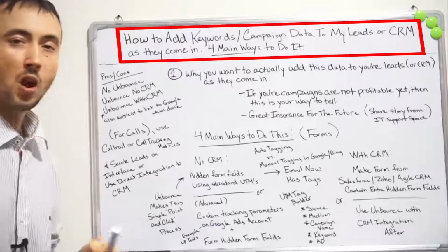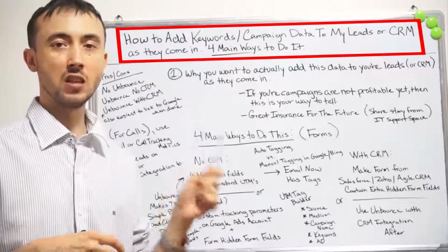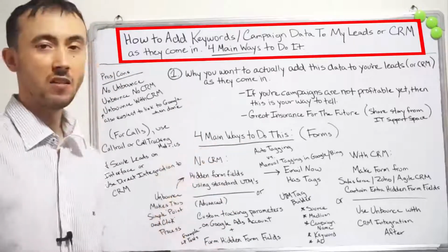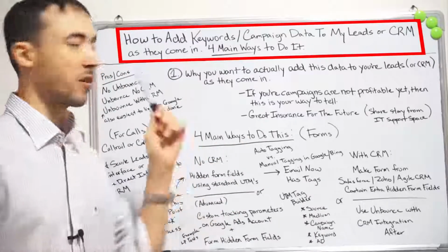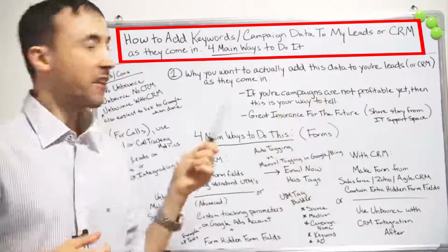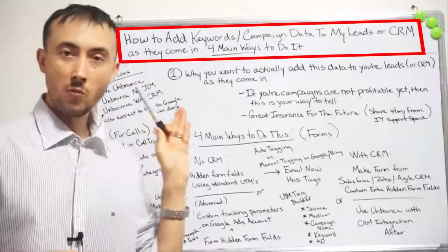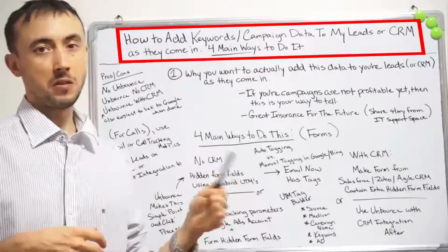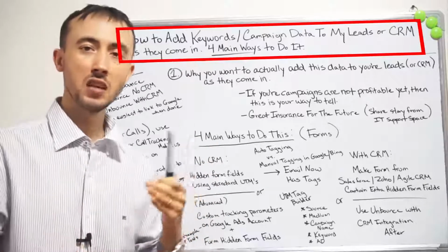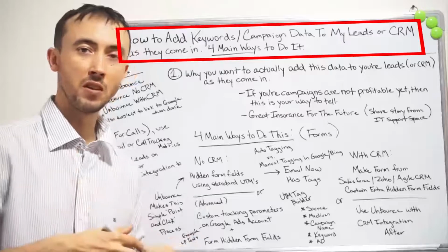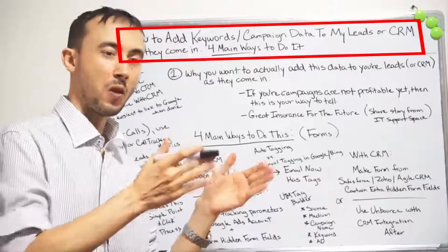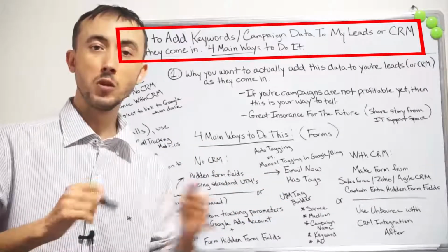So anyway, hopefully I was clear on what the point of this video is, and what I meant by the title of the video: how to add keyword or campaign data to your leads as they come in, or have it added to your CRM when a lead is showing up in your CRM, in the main ways that you can do it. I mentioned there are 4 ways to do it because everybody has a little bit different situation. They want a little bit different outcome. So I'm going to cover most people's situations and what outcomes most people want, and then you can decide which way you go with it.